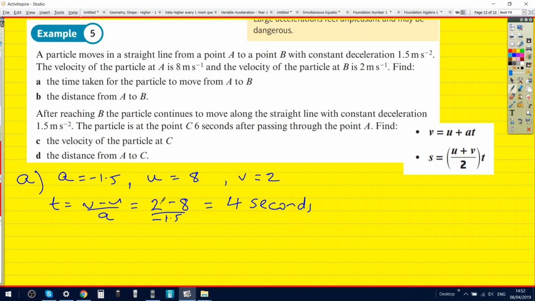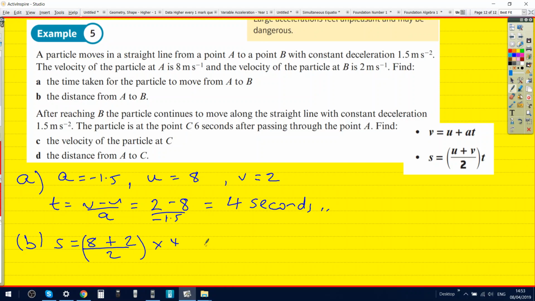And it would be V minus U, so it would be 2 minus 8 on top. Part B, distance. S equals 8 plus 2 divided by 2 times 4. So 5 times 4, yeah, it's 20 meters.